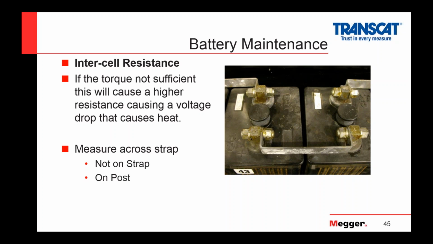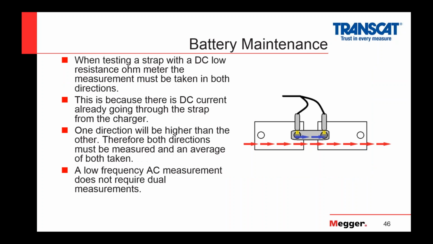So how do we do the intercell resistance? Okay. Now, we can do it with many battery testers. I actually also do intercell resistance. I'll put an AC current through it, and they'll measure the voltage drop across it and calculate the impedance of it. You can also do it with a DLRO, a low resistance ohm meter.